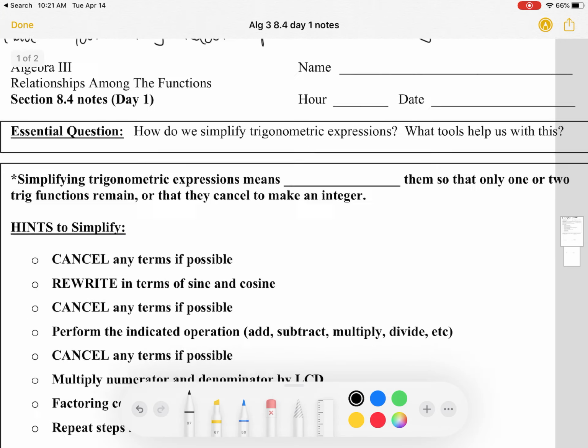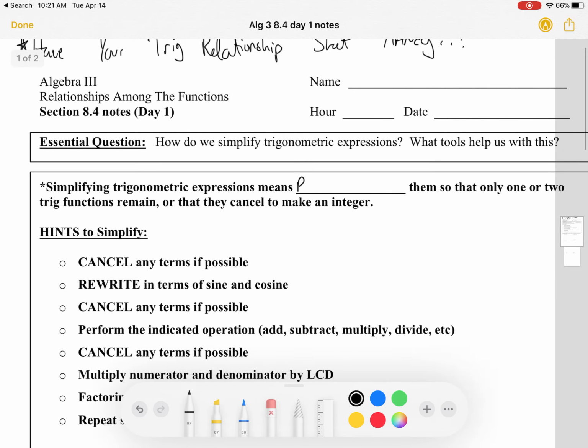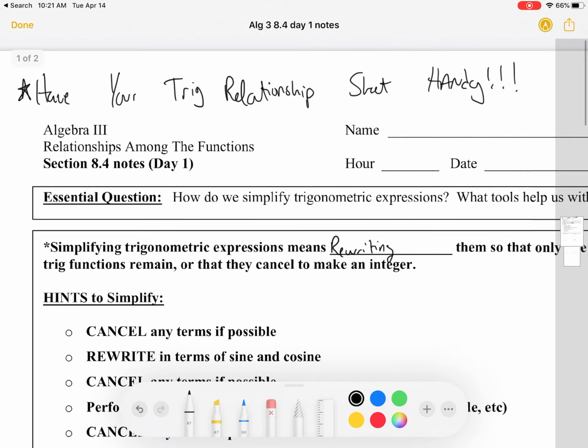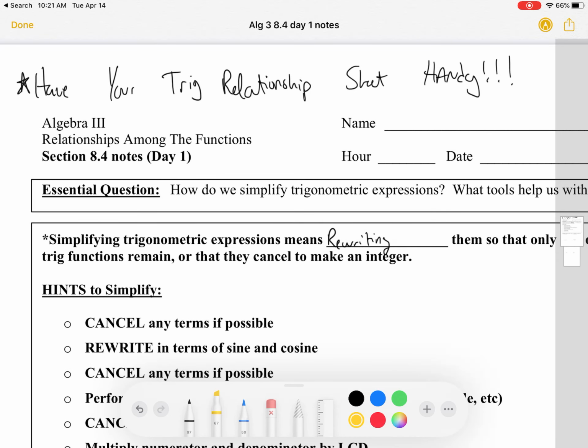It means rewriting them so that only 1 or 2 trig functions remain or that they cancel out to make an integer. If you notice what's at the top of this note sheet, sorry, my iPad's kind of jerky right now, you should have your trig relationship sheet handy when you're going through this. It's going to make your life a ton easier. That's why we spent time yesterday getting used to rewriting and recognizing some of these relationships.